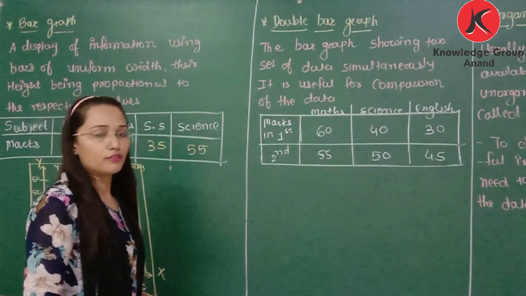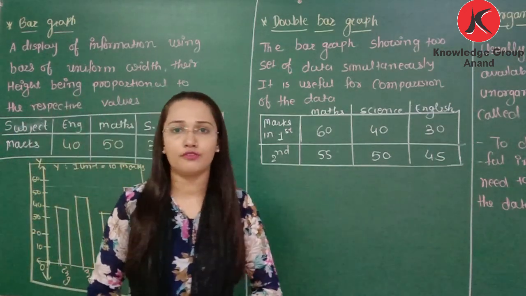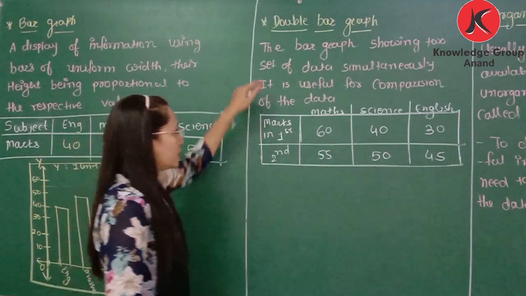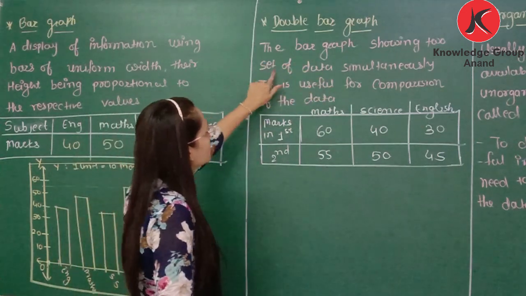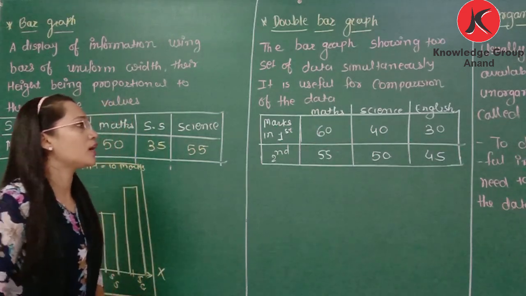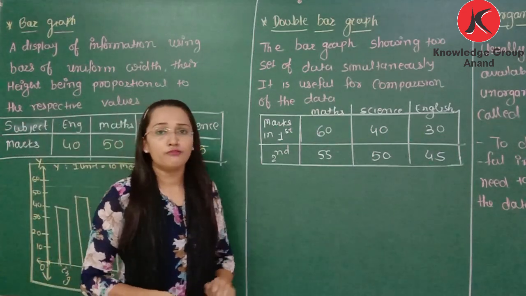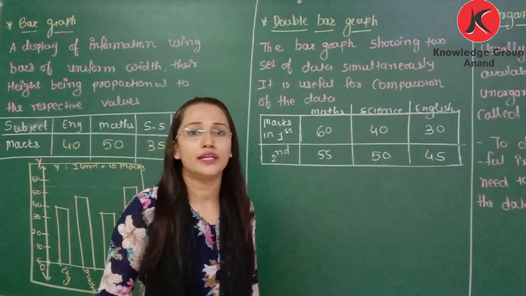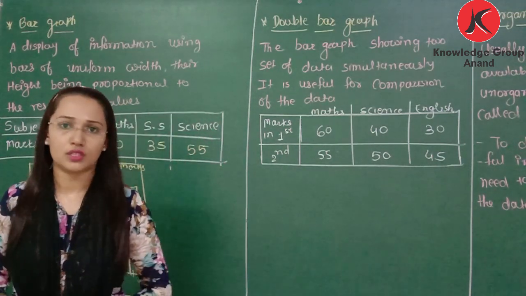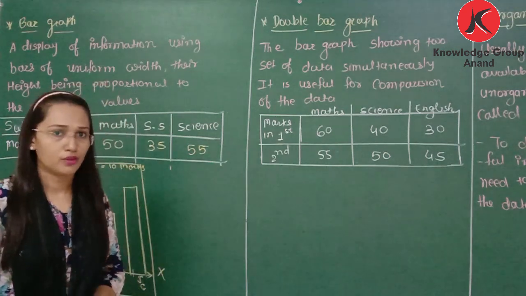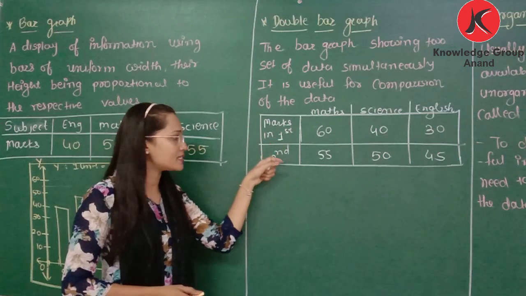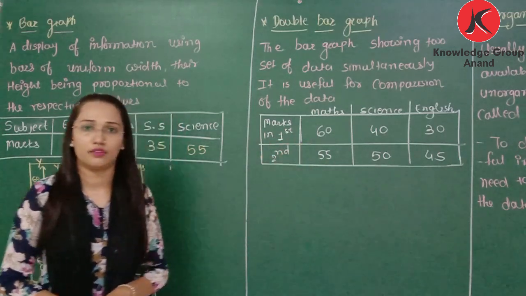Now double bar graph. We already learned that a double bar graph is a comparison of two sets of information. The bar graph shows two sets of data simultaneously, and it is useful for comparison of the data. If two pieces of information are collected together and we need to compare them, then we will use the double bar graph. So here we will take an example: marks in the first term and second term for 3 subjects are given.